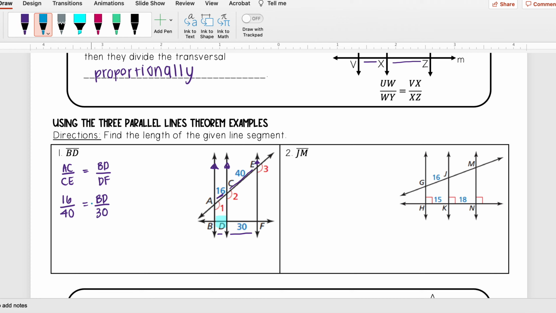Now that I have my proportion set up, I can go ahead and cross multiply. So BD times 40, and I get 40 BD is equal to 16 times 30, which gets me 480. And then divide both sides by 40. And I get that BD is equal to 12.